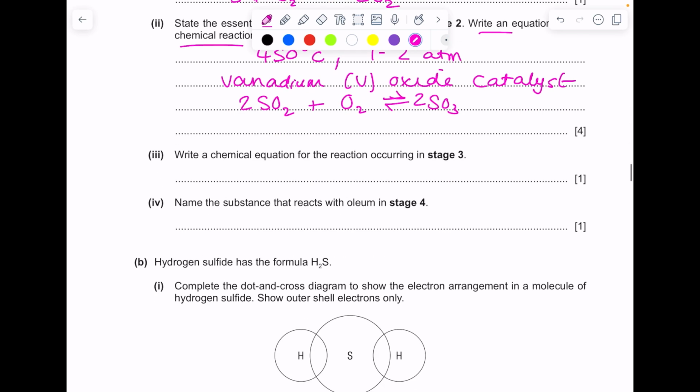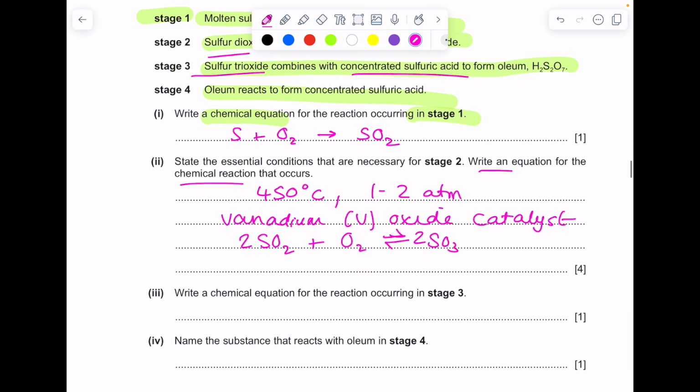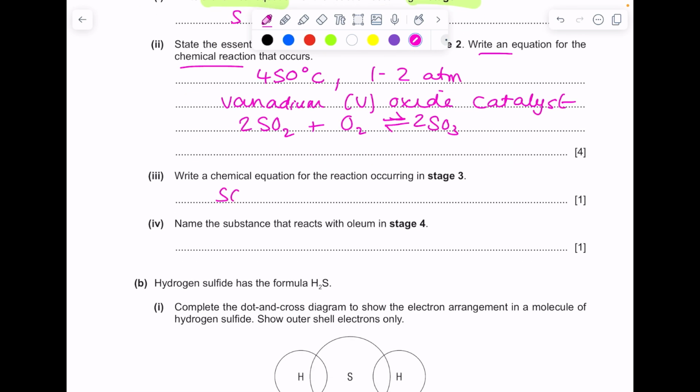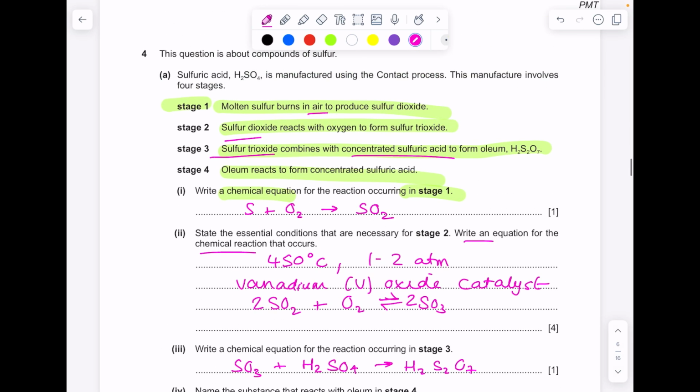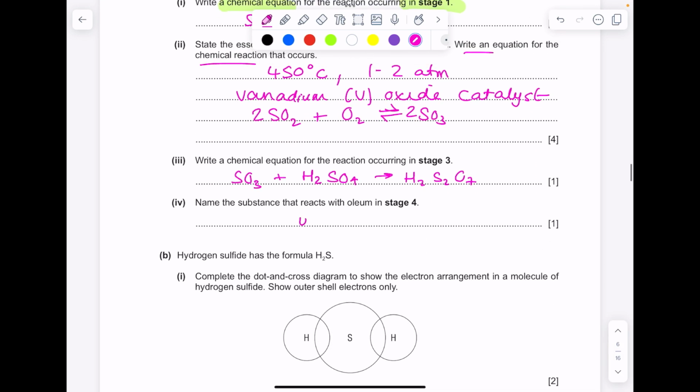Write a chemical equation for the reaction occurring in stage 3. So we have sulfur trioxide combining with concentrated sulfuric acid to form oleum. So copy that formula of oleum carefully. Again, make sure it's balanced. It is. Name the substance that reacts with oleum in stage 4. Unfortunately, you just have to learn this. It's water.